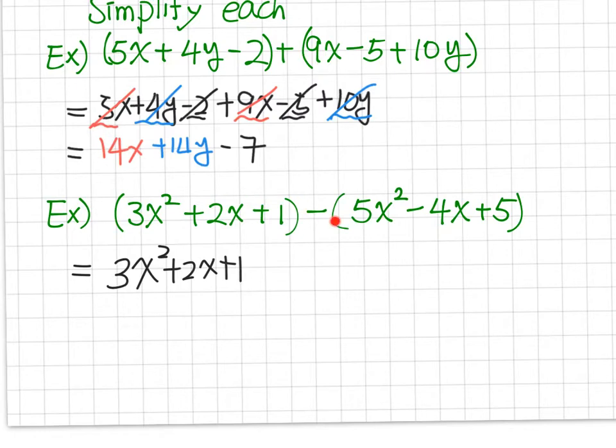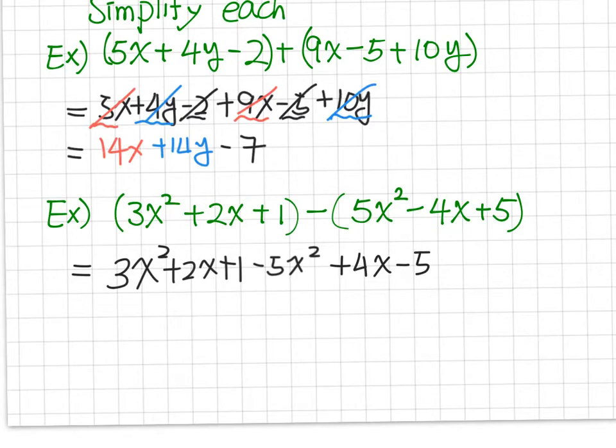Now we have a negative in front of the brackets. Now remember, if you have just a negative sign, that changes the sign of the terms inside of the brackets. So this basically becomes negative 5x squared because you had a positive 5x squared. Then after that we will have positive 4x and then minus 5.